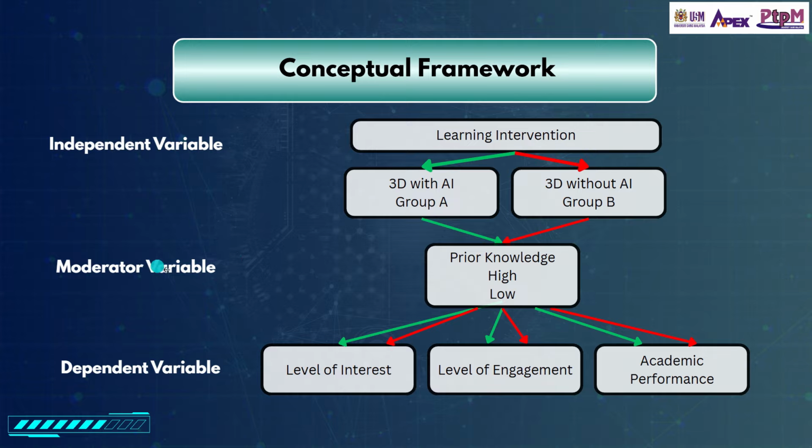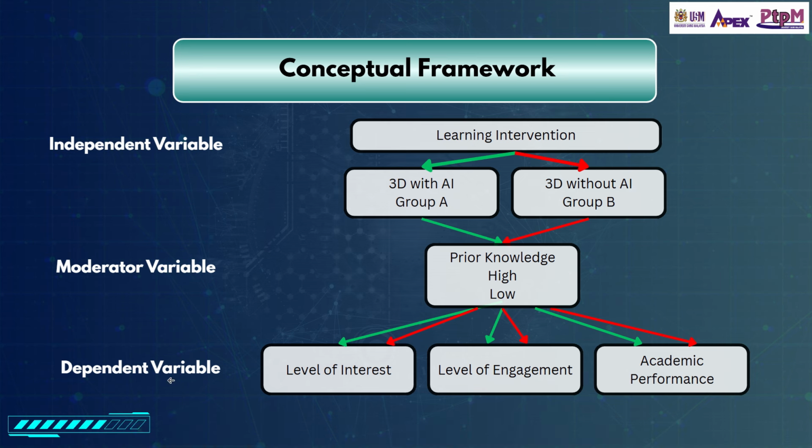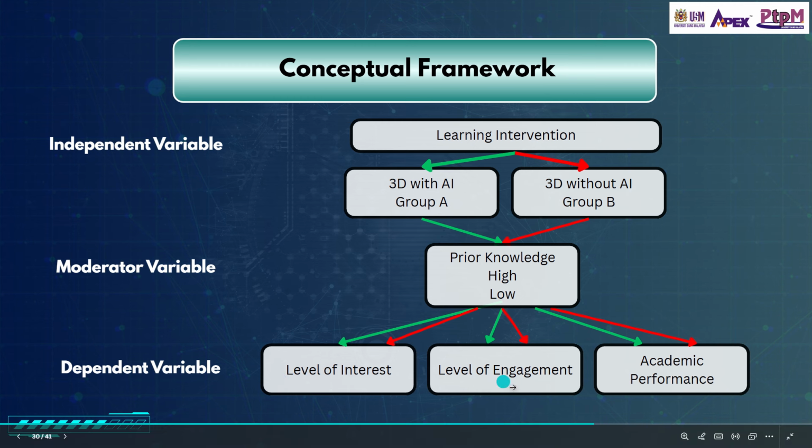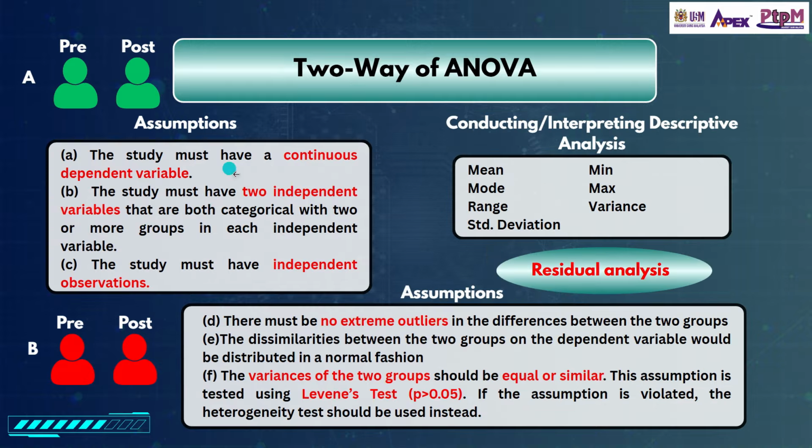And we have a moderator variable here, which is prior knowledge. We have high and low prior knowledge, and we have the dependent variable here. The dependent variable is a variable that you want to measure, for example, the level of interest, level of engagement, and academic performance. So let's see the first assumption.